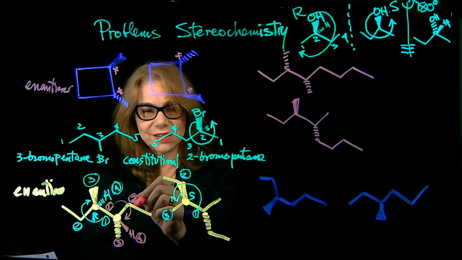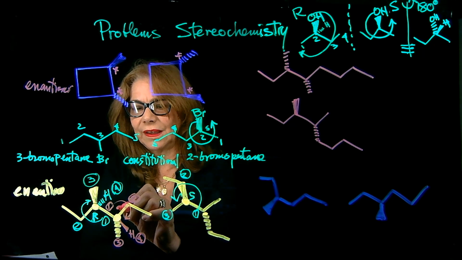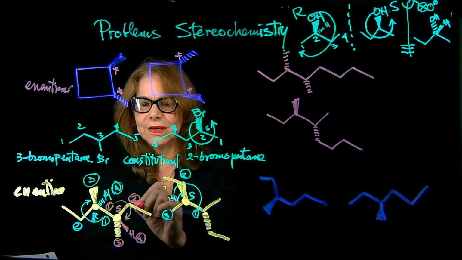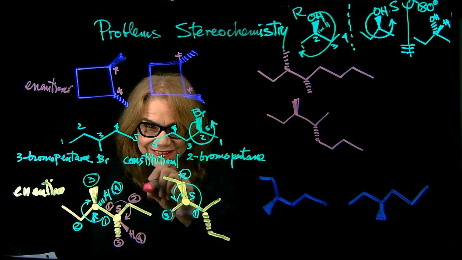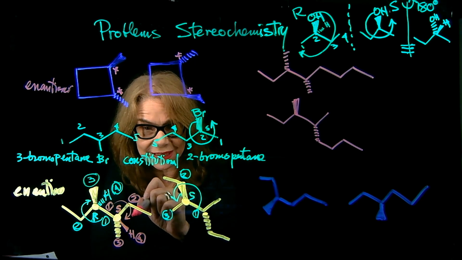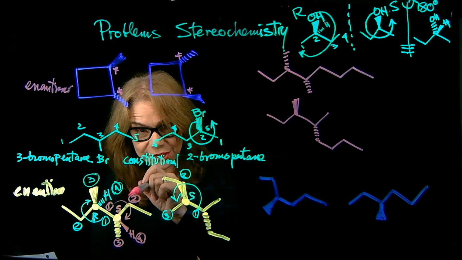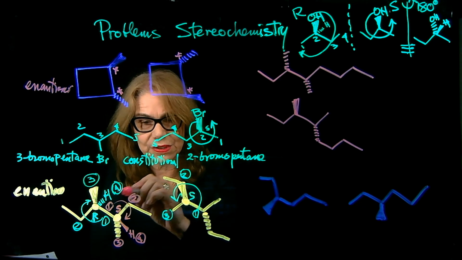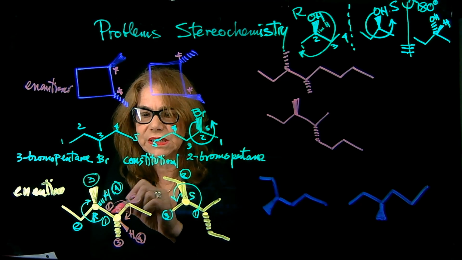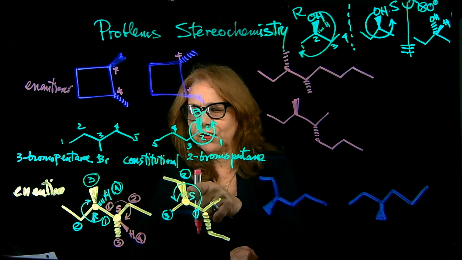So if this is doing that, this means this is S. So again, you're doing priority 1, priority 2, 3, looks like R, but you're viewing it incorrectly, with the H pointed towards you. So it is really S. So it's looking R, but it's S. So this is R, S. The center is inverted.